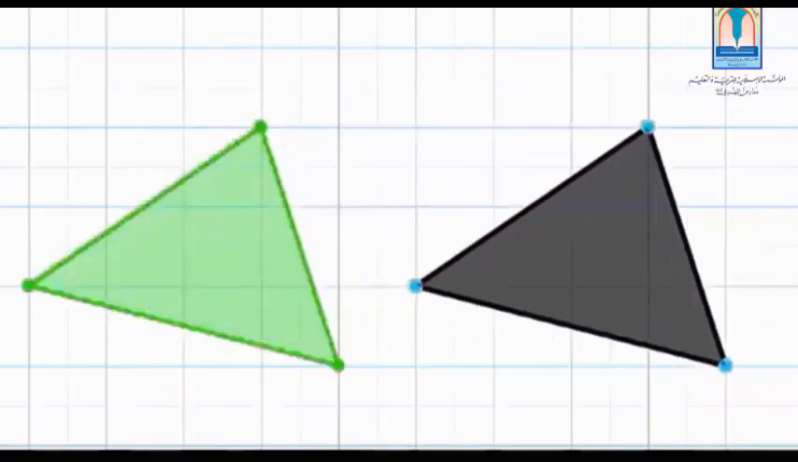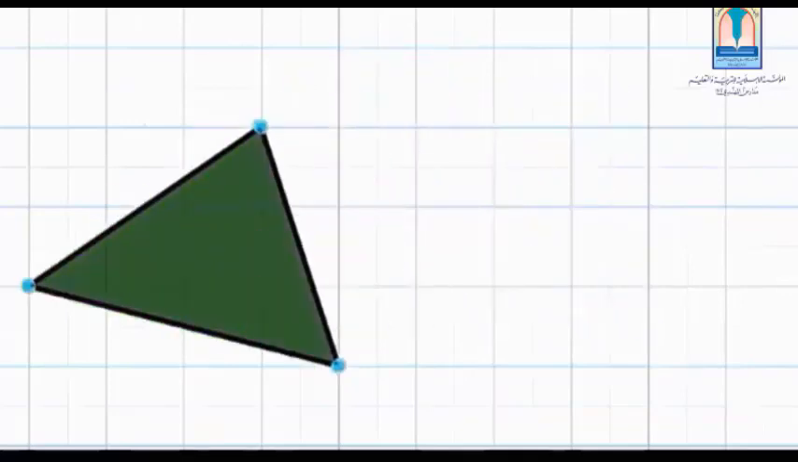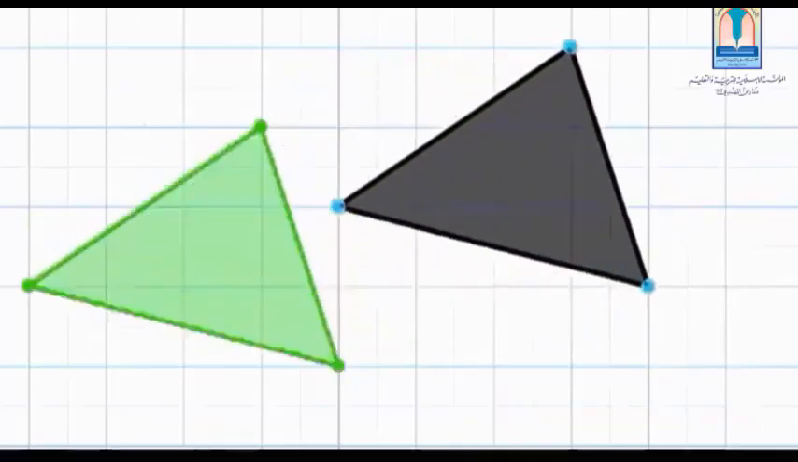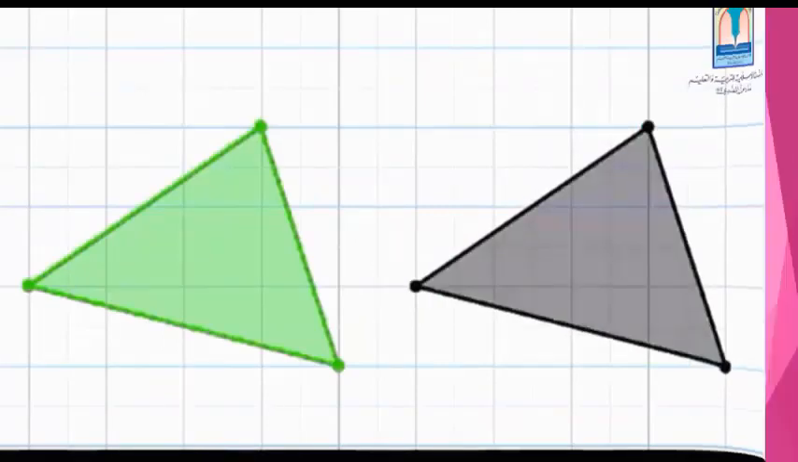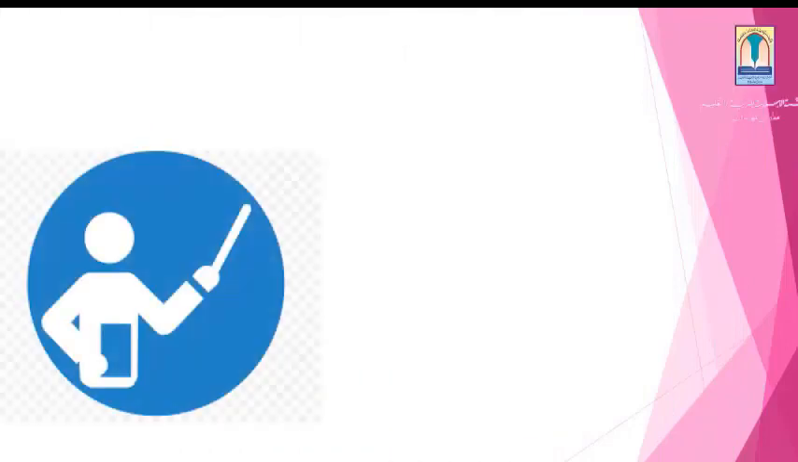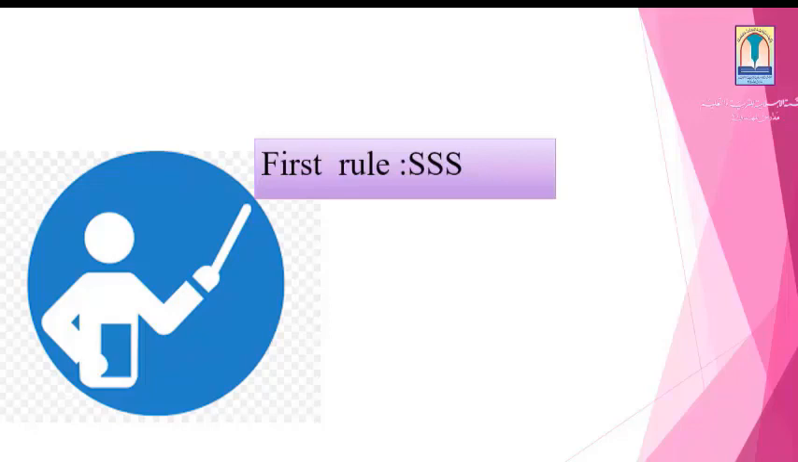So what are congruent triangles? They are triangles having the same shape and the same size. They have 3 equal sides and 3 equal angles. We will begin now with the first method to prove them congruent, which is SSS.